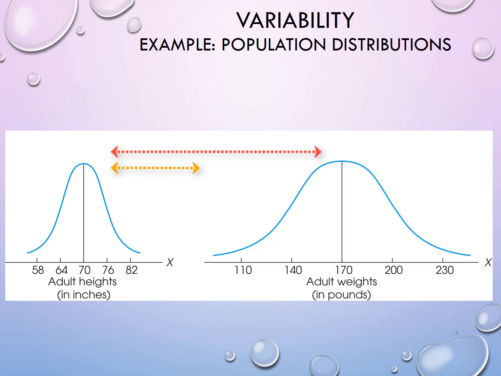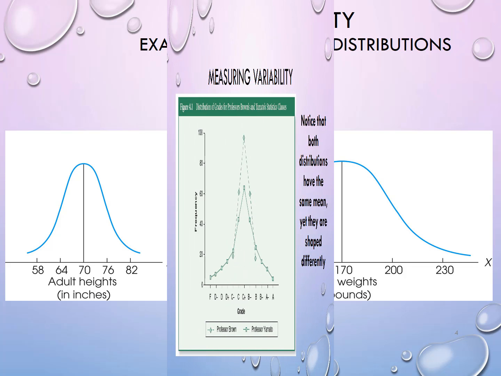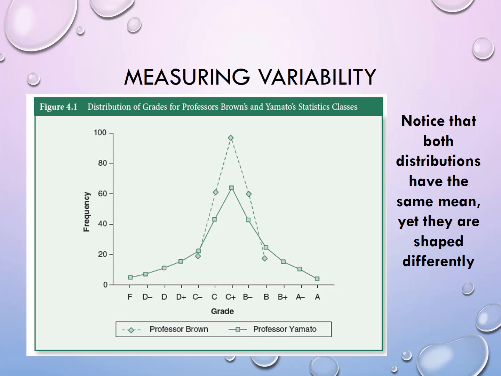And the mean and the standard deviation together provide extremely useful descriptive statistics for characterizing a distribution. So just these two values can tell us a lot about what our distribution looks like. So why is it important to know the variability? Well, let's look at this example. Here you can see the distribution for the final grades for Professor Brown and for Professor Yamato. You can see that both of the distributions have a mean of C+.